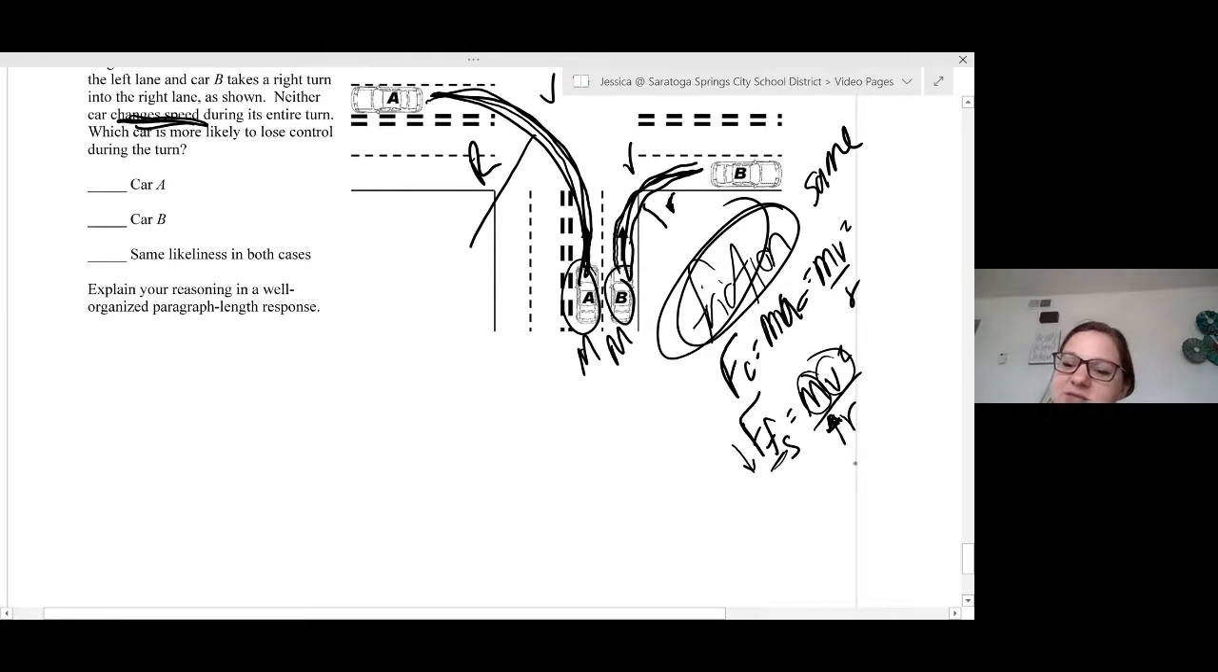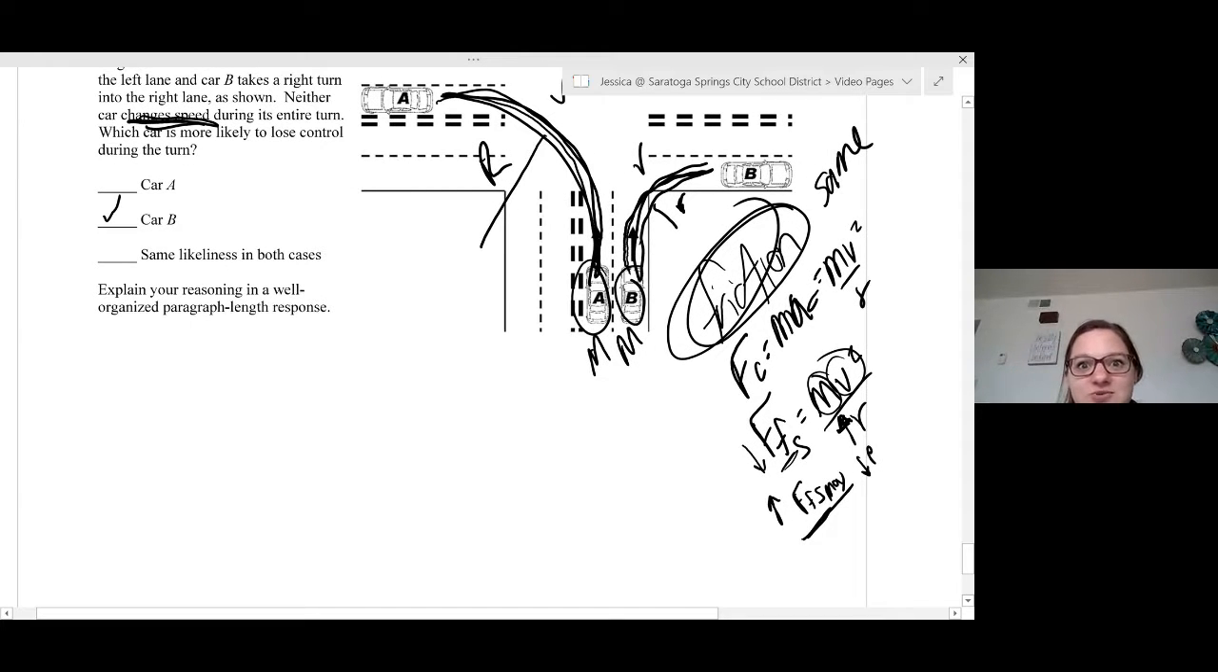So what that means is if we decrease the radius, this force of friction is going to have to increase, which might mean that we reach our maximum value, which might mean that we exceed the static force of friction, which might mean we start slipping, aka losing control. So car B is going to lose control first. Now I have to explain why.